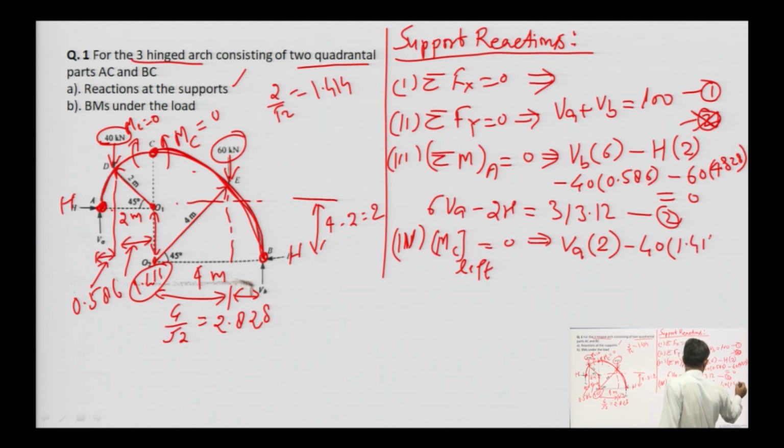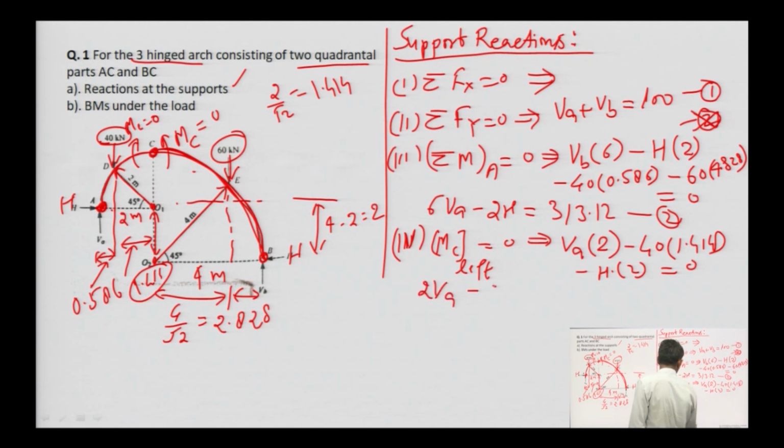So 1.414, minus H into y, where y is 2 meter, equals 0. So what are we getting here? We are getting 2 V A minus 2 H is equal to 40 into 1.414, which is 56.56, equation number 3.